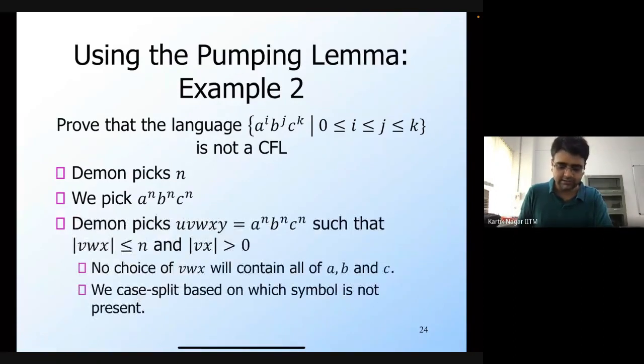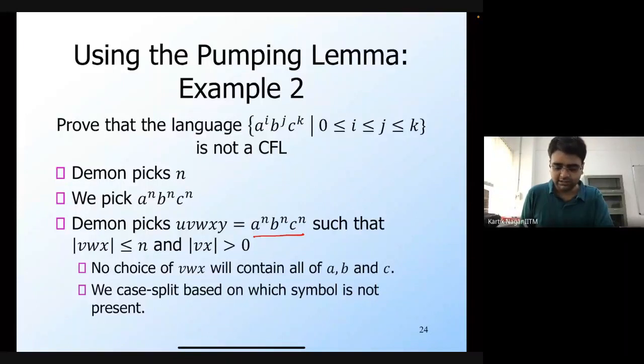So let's say that the daemon picks u, v, w, x, and y, such that a^n b^n c^n equals uvwxy, the length of vwx is less than or equal to n, and the length of vx is greater than 0. Again, I use this fact that the length of vwx is less than or equal to n. So this vwx is going to be somewhere in the string a^n b^n c^n, but it is not going to span all 3 of a, b, and c.